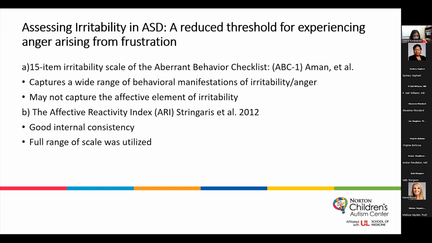And another very important measure is the Affective Reactivity Index, or the ARI. This instrument is a 7-item instrument and is also used in the general pediatric population, but has also become quite useful to use in the autism population as well. It has very good internal consistency, and typically when it is used, the full range of the scale has been utilized.